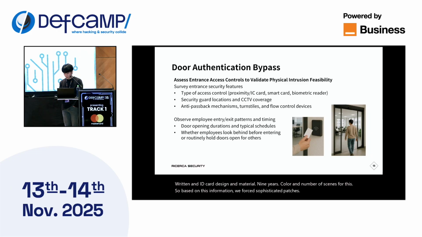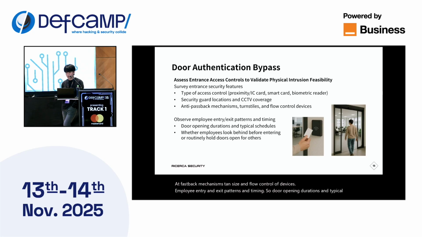And then we try to bypass the authentication. So the objective is to assess entrance access controls to validate physical intrusion feasibility. So survey items are type of access control, such as proximity card, IC card, smart card, or biometrics reader, and security guard locations and CCTV coverage. Anti-passback mechanisms, turnstiles, and flow control devices. Employee entry and exit patterns and timing. So door opening durations and typical schedules.